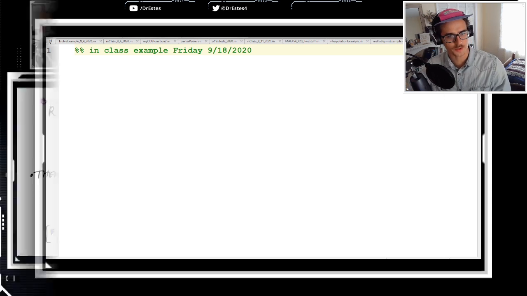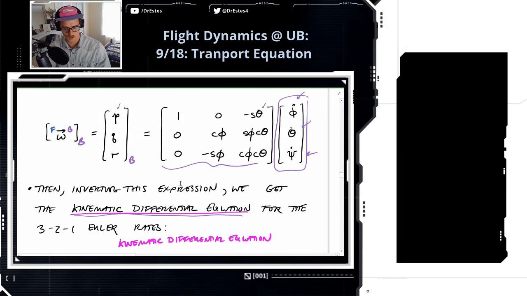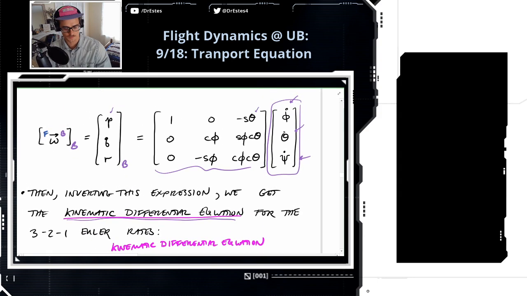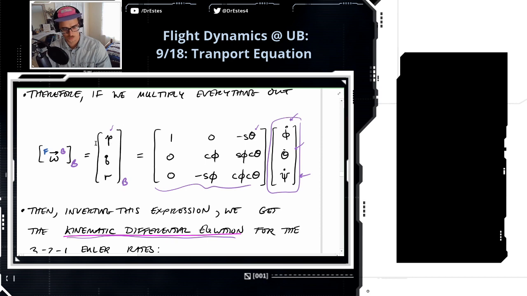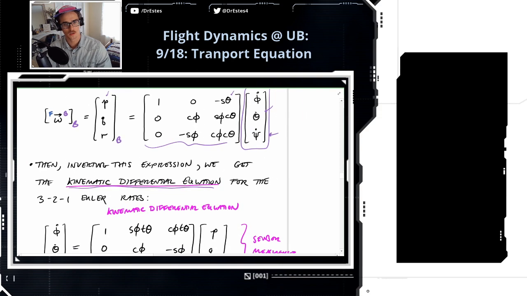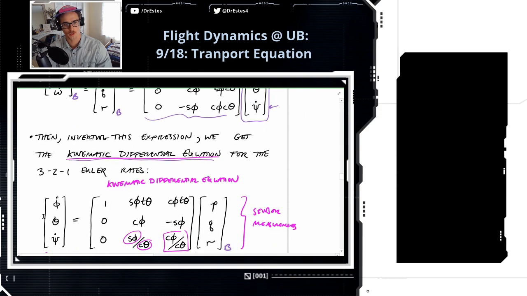So let's go back to the surface really quick. Okay, now remember this. We have this relationship where this is the angular velocity expressed in B frame components. These are our Euler angles, and this is the matrix that relates them. But what we like to do is convert this equation into this form where we have the Euler angle rates by themselves.